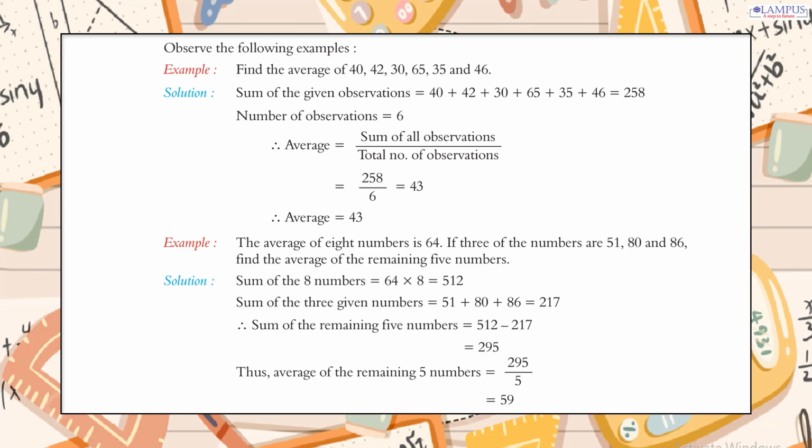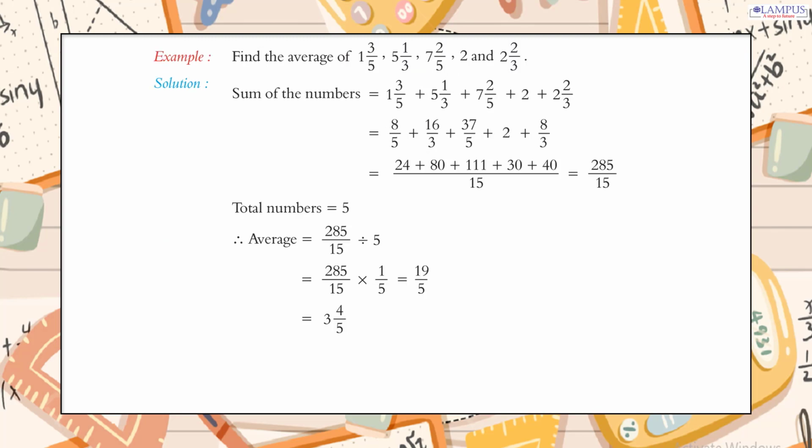Example: the average of 8 numbers is 64. If 3 of the numbers are 51, 80 and 86, find the average of the remaining 5 numbers. Solution: sum of the 8 numbers equals 64 times 8 equals 512. Sum of the 3 given numbers equals 51 plus 80 plus 86 equals 217. Therefore, sum of the remaining 5 numbers equals 512 minus 217 equals 295. Thus, average of the remaining 5 numbers equals 295 divided by 5 equals 59.